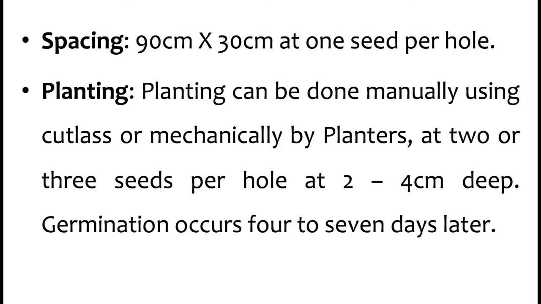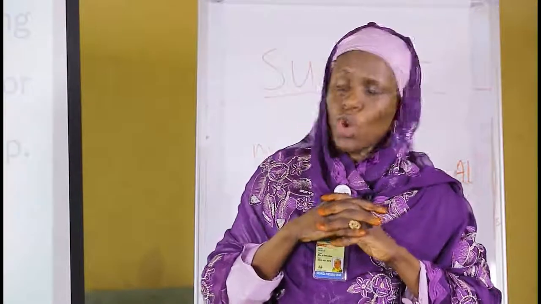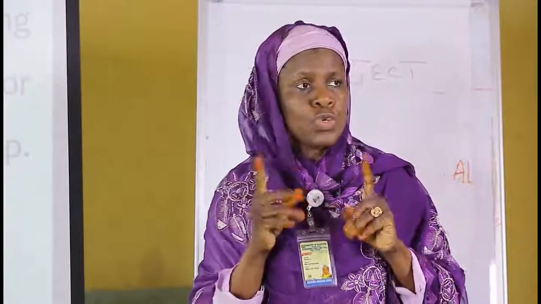Germination occurs 4 to 7 days later. After your planting, germination of maize normally occurs between 4 to 7 days.